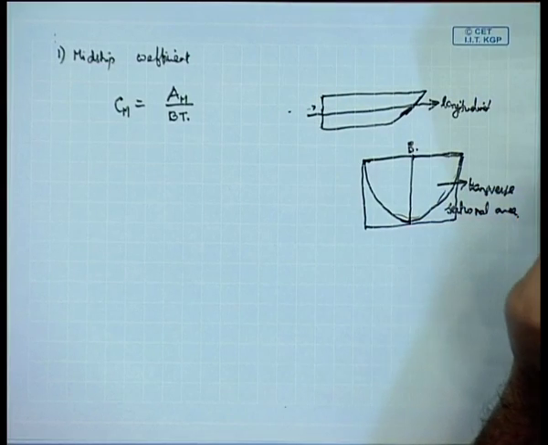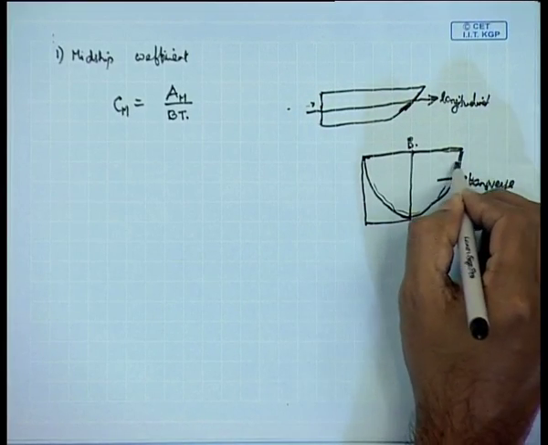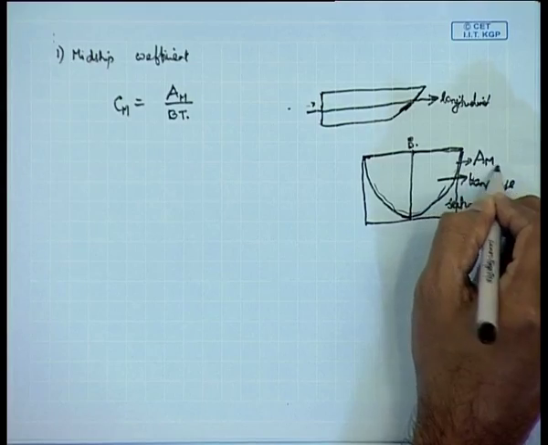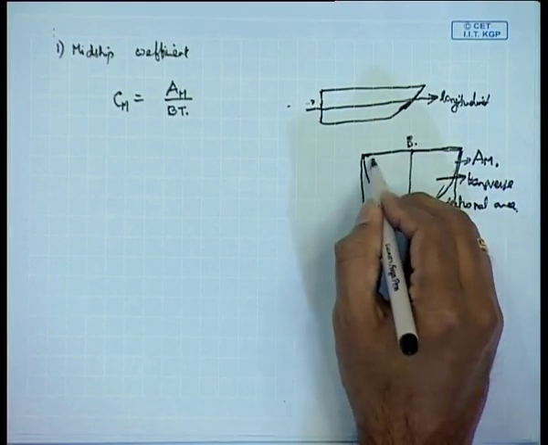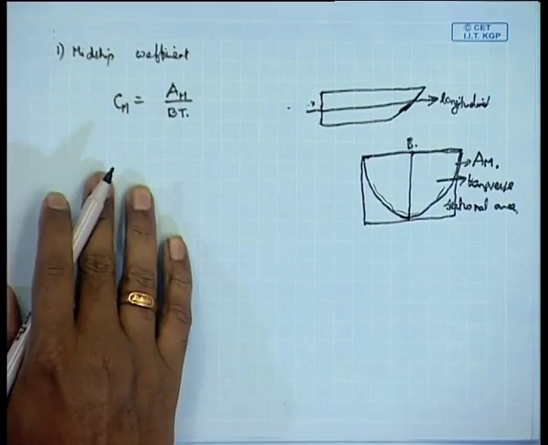So, the midship sectional area will look like something like this. This sectional area is written here as Am divided by B into T. So, you will have the sectional area at the midship section. It is known as the midship coefficient and designated as Cm. So, this is the second coefficient.